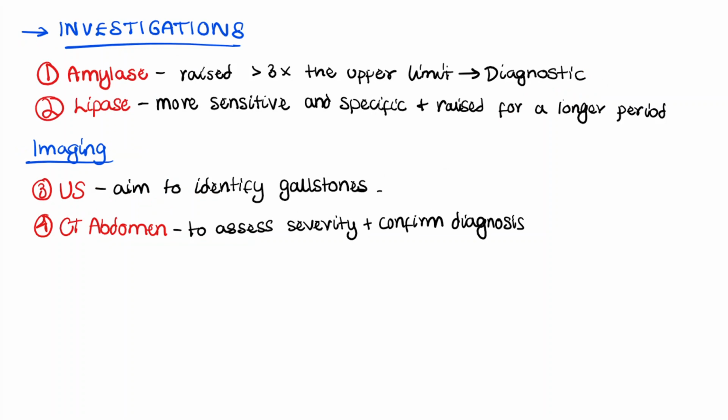So what are the main investigations? The main investigations are the amylase and the lipase. These are the lab tests that you would do. Amylase first, because it's more commonly used. If the amylase is raised greater than 3 times the upper limit, then that is diagnostic of acute pancreatitis. But lipase can also be used because it's more sensitive and more specific, and it's raised for a longer period. So if the patient has been having long-standing epigastric pain, then you would prefer to use the lipase instead of the amylase. But amylase is more widely used, so amylase is first line.